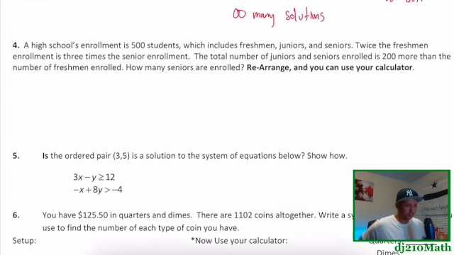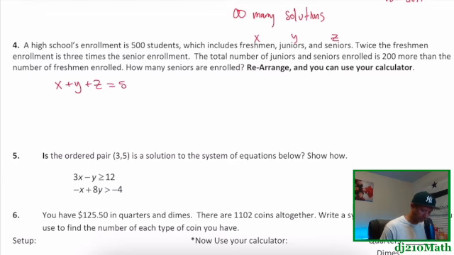A high school's enrollment is 500 students. It includes freshmen, juniors, and seniors. Okay. Right away, I know one of my equations has to be a total of all of them, right? X plus Y plus Z equals 500.